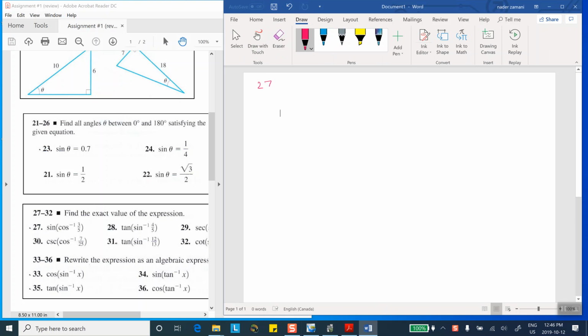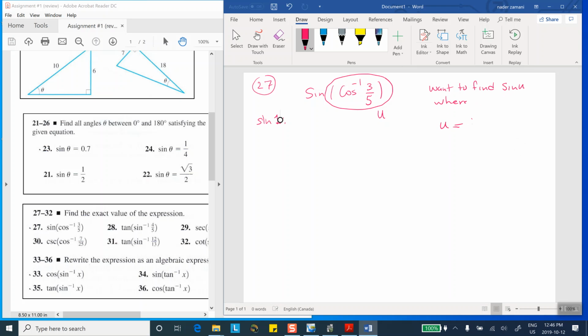Number 27. Okay, so what have we got here? Sine of cosine inverse of 3 over 5, and it says you find the exact value. Okay, so solution 1, the way it's proposed in the book, is like this. Call this thing u. We want to find sine of u, where u we call to be cos inverse of 3 over 5.